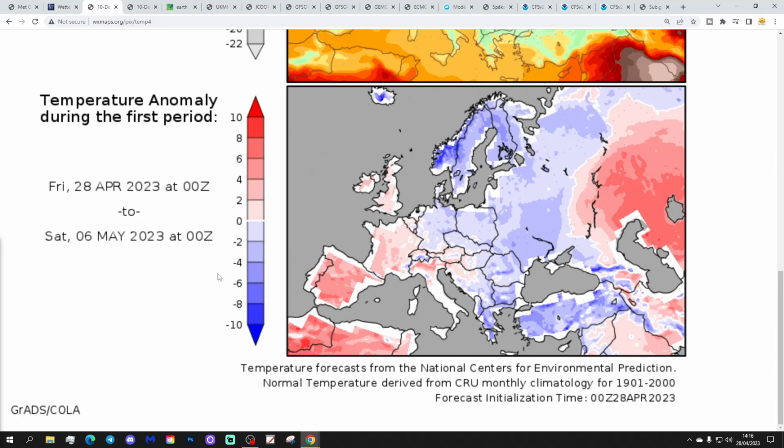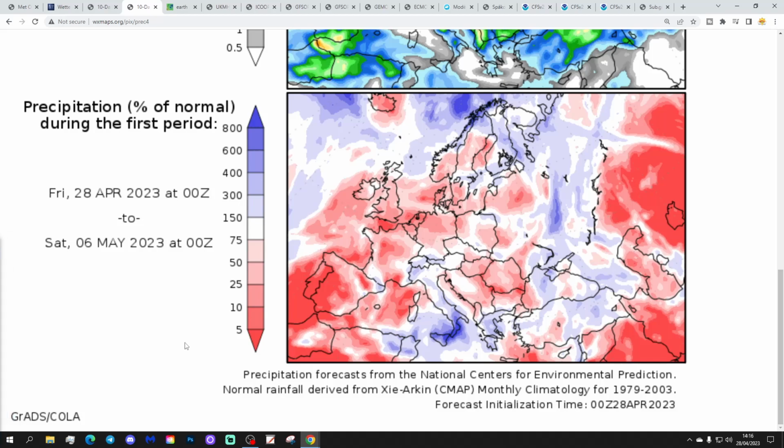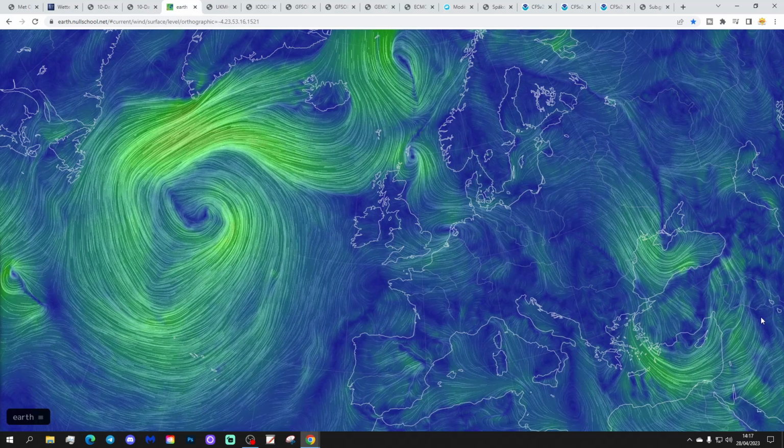Temperature anomalies for the 28th of April to 6th of May are coming out above average for the UK, Ireland and most parts of Western Europe, with colder than average temperature anomalies being pushed off into Central and Eastern Europe. And precipitation anomalies for the 28th of April to 6th of May show drier than average conditions in many parts of Western Europe, including the UK and Ireland, under a nice ridge of high pressure.